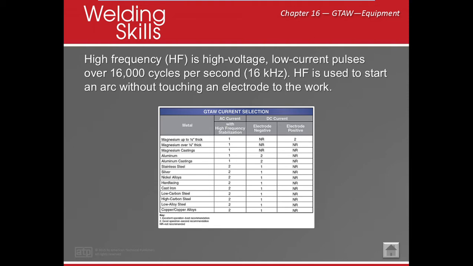Now, this chart gives us a 1 and a 2. It says 1, excellent operation, best recommended, or 2, good operation, second recommendation, or NR, not recommended. So we can use AC for some of these things, but not recommended for others.